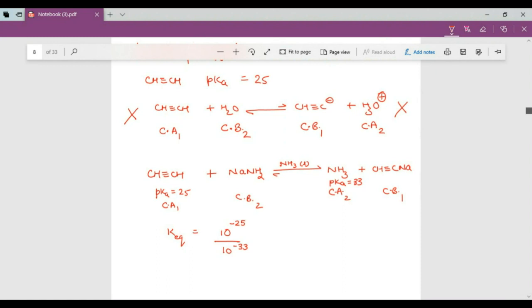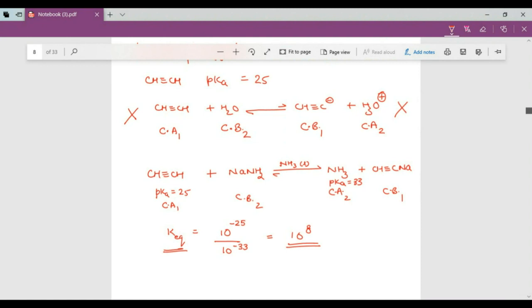Correct? If I solve this, I think I'll get 10 to the power 8. So this clearly indicates the value of K equilibrium, and clearly indicates the ease of this deprotonation of acetylene when it is dissolved with NaNH2 in ammonia. And here it is just opposite. Here it is just opposite. This equilibrium will go in the backward direction.